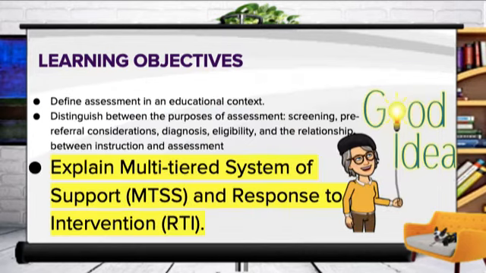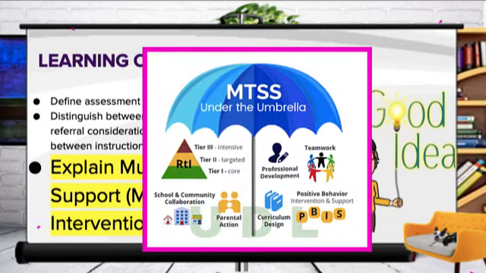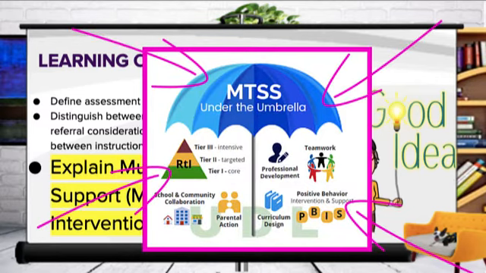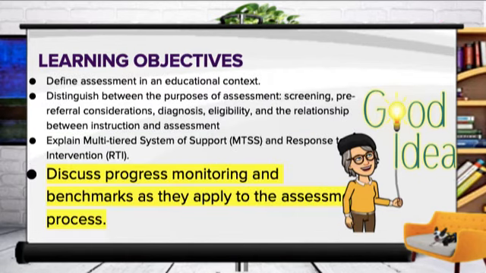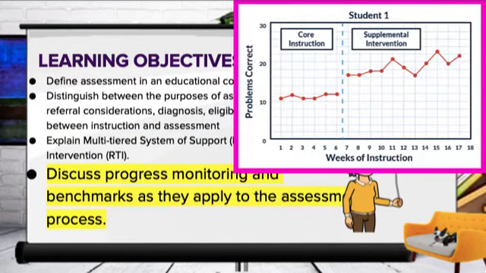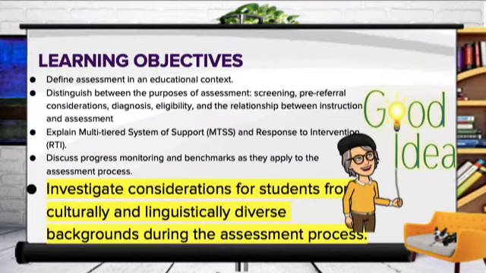Third, I want you to be able to explain the multi-tiered system of support and response to intervention. We call them MTSS and RTI. Make sure that you can explain what those are and what those look like in an educational context. Then you should be able to discuss progress monitoring and benchmarks and how they apply to the assessment process. You should be able to investigate the considerations for students from culturally and linguistically diverse backgrounds during the assessment process.